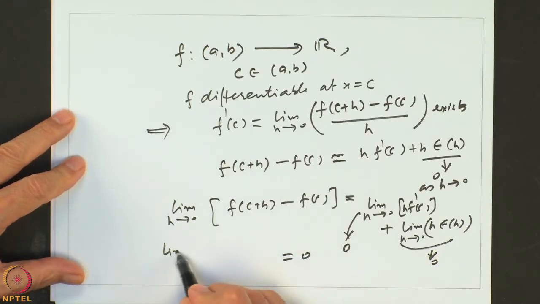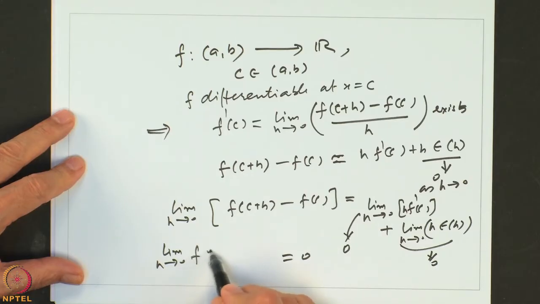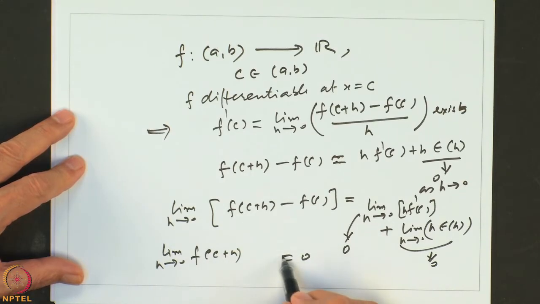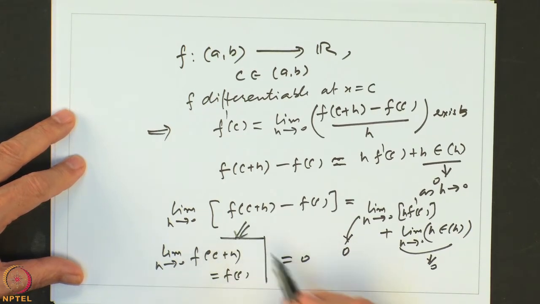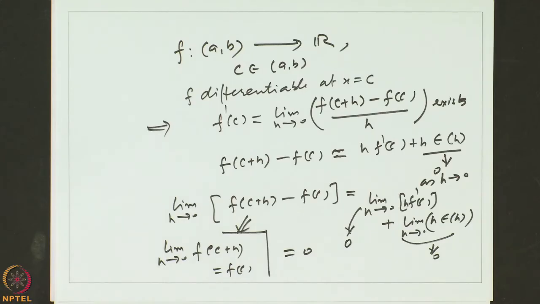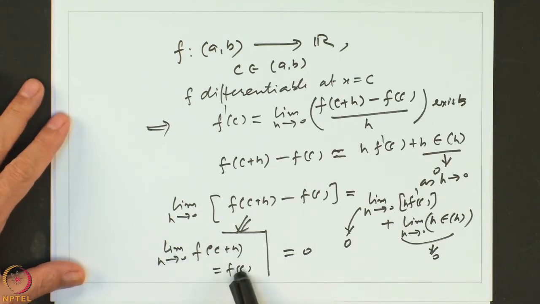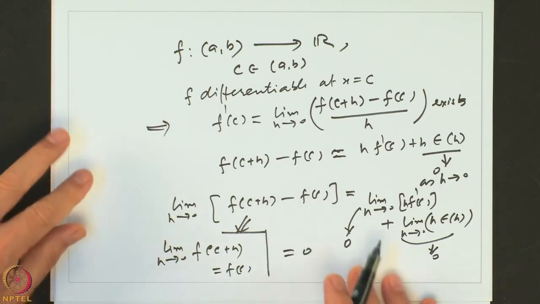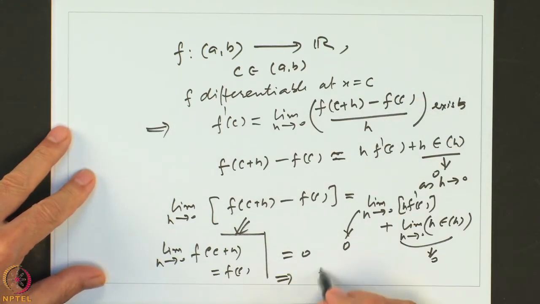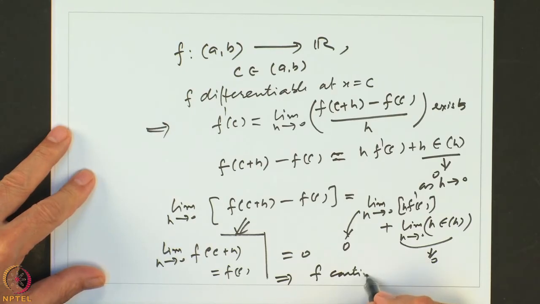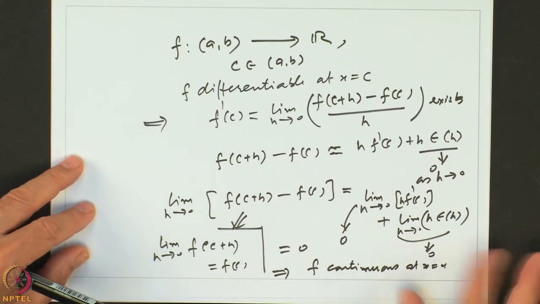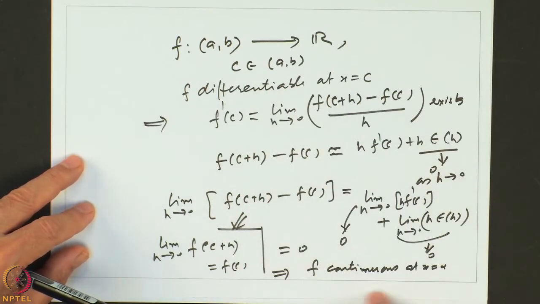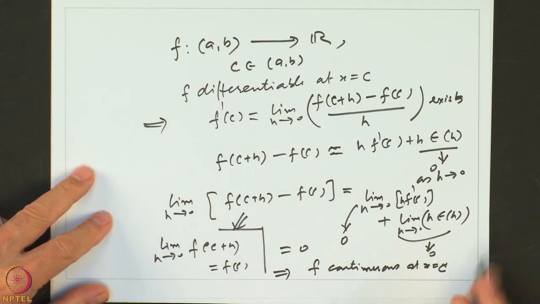We can write this as the limit as h goes to 0 of f of c plus h is equal to f of c. So, this result can be written this way, and that means what? That says that f of c plus h goes to f of c as h goes to 0. So, differentiable implies f continuous. What we are saying is, if f is a function which is differentiable at a point c, then it is also continuous at the point x is equal to c.